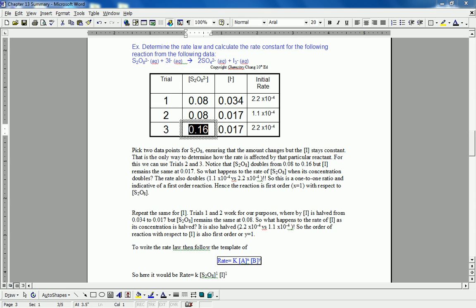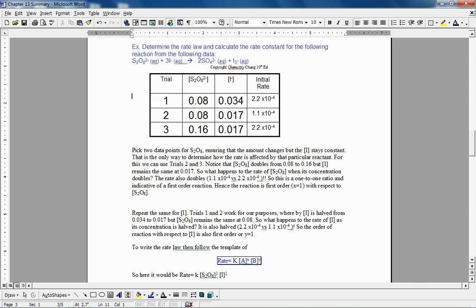Alright, so this is part 2 of the chapter 13 lecture tutorial. We left off discussing reaction orders and rate laws, and now we've got an example to go over. The question asks, determine the rate law and calculate the rate constant for the following reaction.